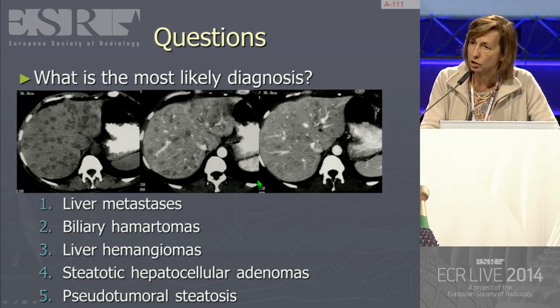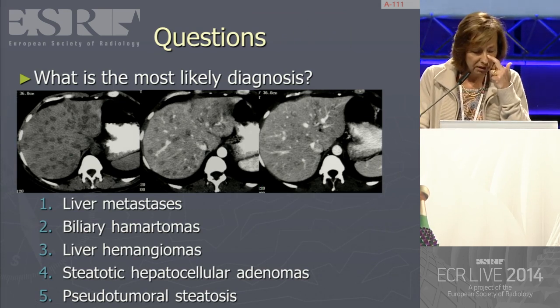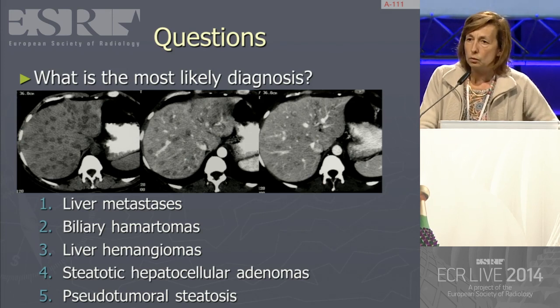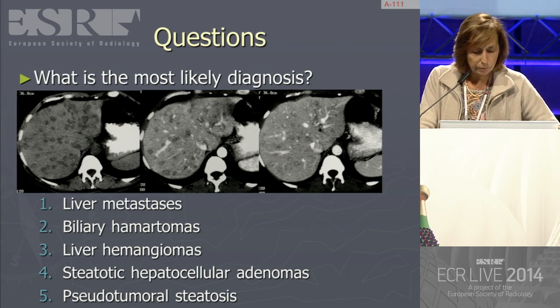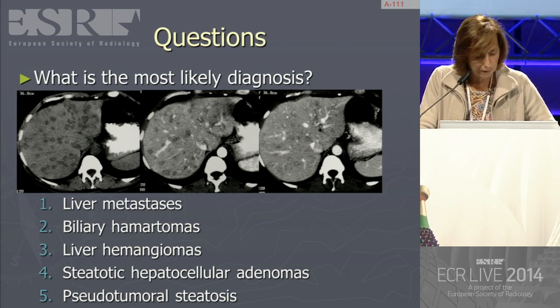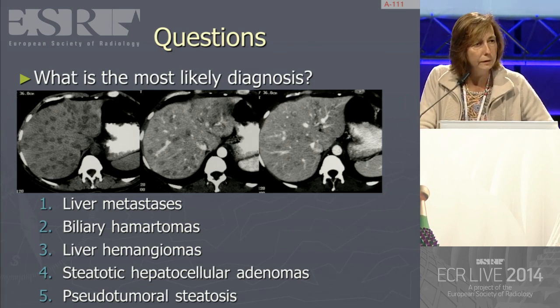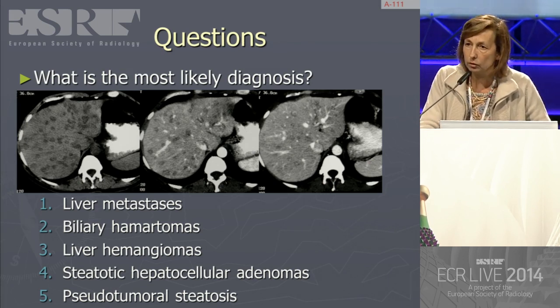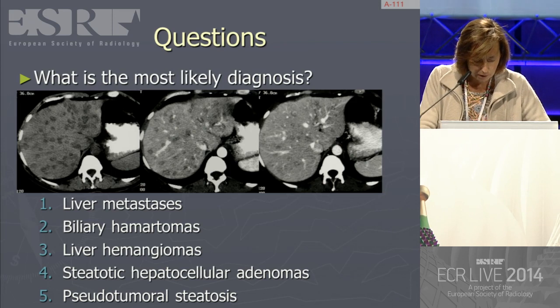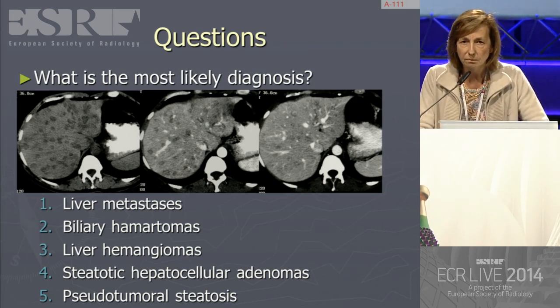So my question is here, in this case, what is the most likely diagnosis? Do you think that these lesions are likely to be liver metastasis, answer 1, or biliary hematomas, answer number 2, or liver hemangiomas, number 3, or steatotic hepatocellular adenomas, or last, pseudotumoral steatosis?